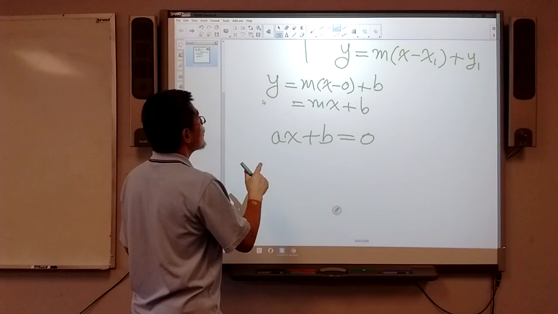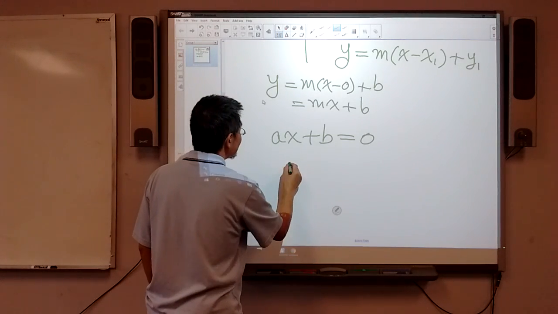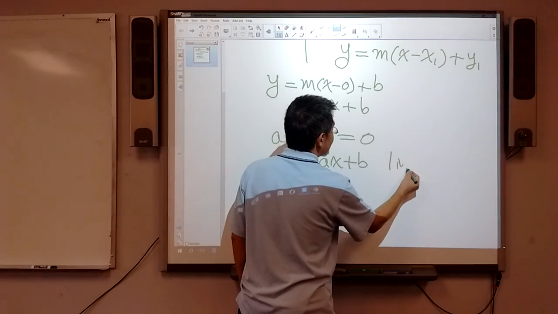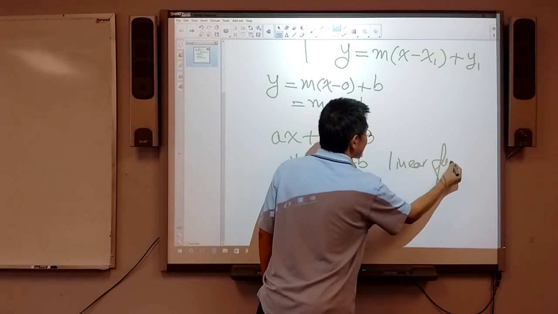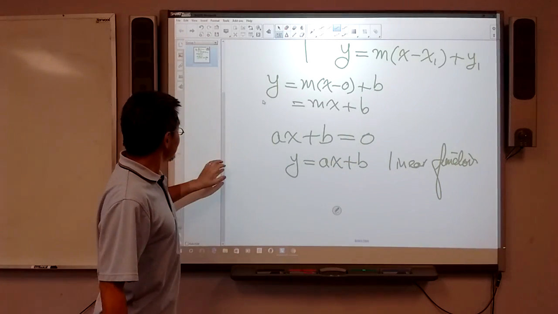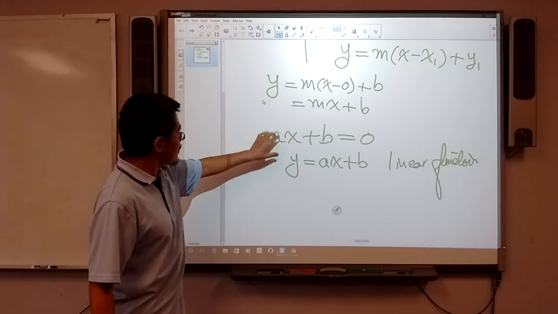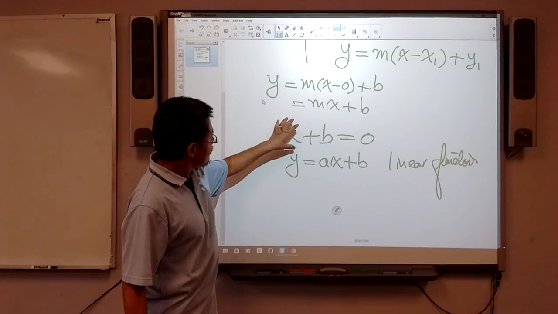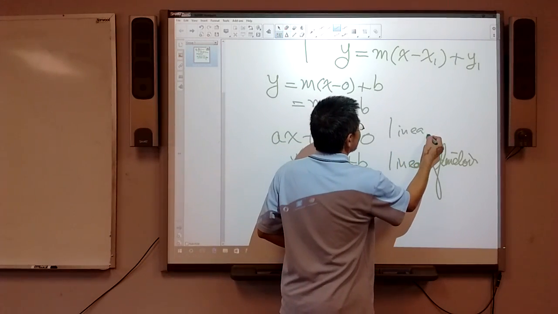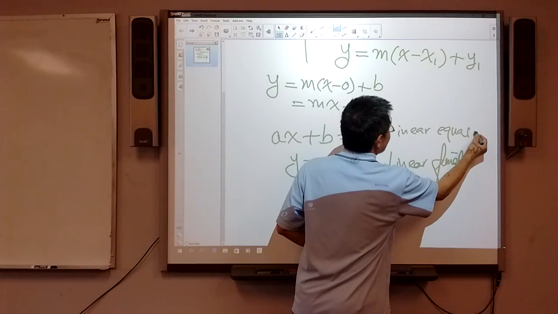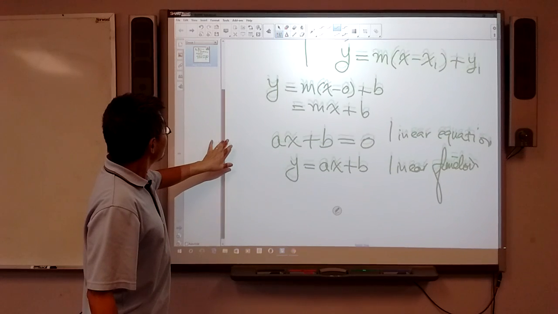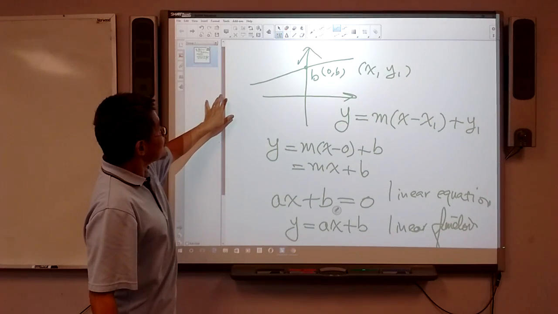And the reason we say it's a linear equation, because look at this part. The first part is what? That's a linear function, right? And in terms of this, what's the relation between this and that? This is a linear equation, and we have a linear function. When you look at the graph, what's that relationship?